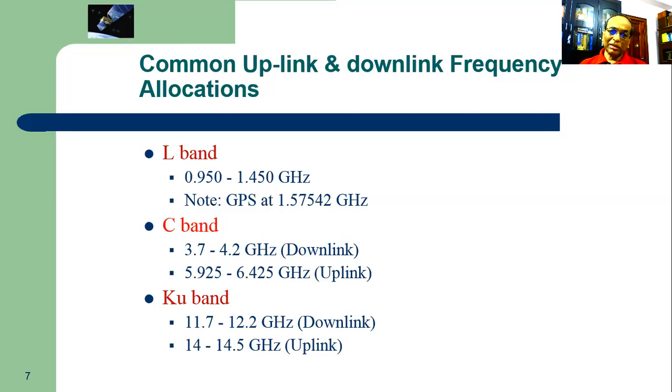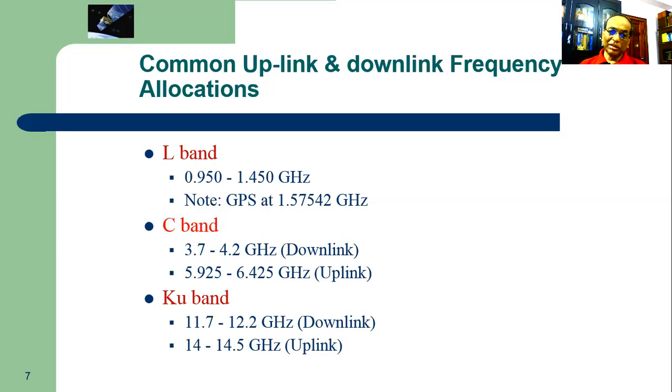C band 3.7 to 4.2 is the lower part of the C band, and 5.925 to 6.425 gigahertz is the upper part. The upper part is used for uplinking, and the lower frequency part of C band is used for downlinking.